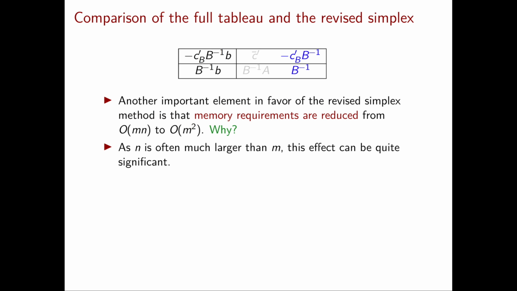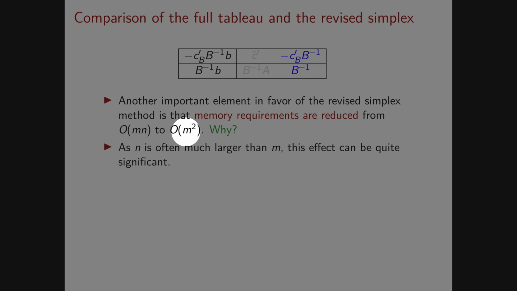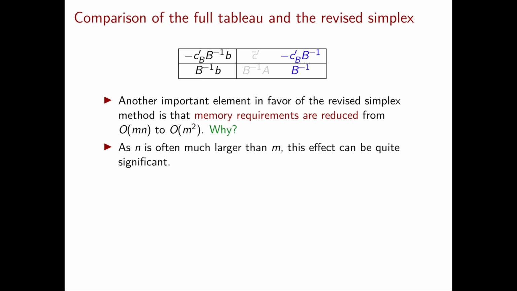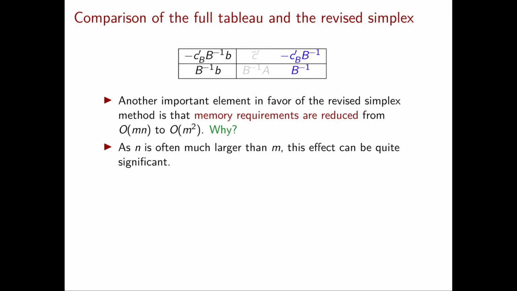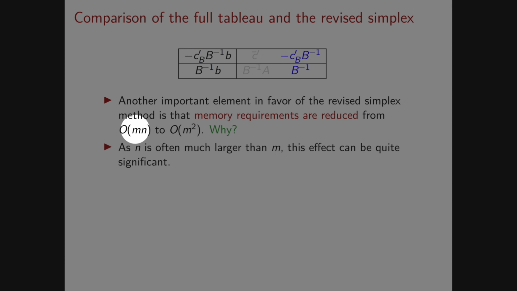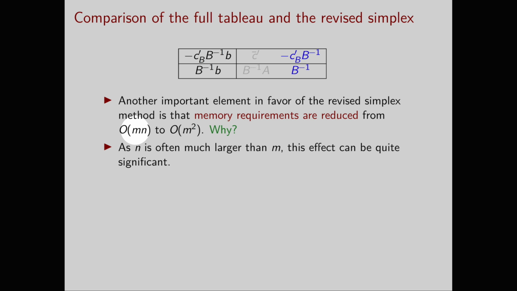Another important advantage of the revised simplex method is that the memory requirements are big O of m square, while in the full Tableau they are big O of mn. In fact, in the full Tableau method, in each iteration we keep the full Tableau, which has (m plus 1) times (n plus 1) entries. So we're keeping big O of mn entries.